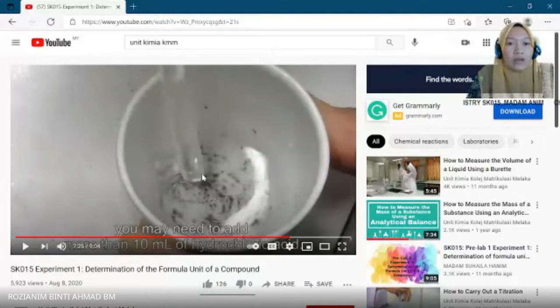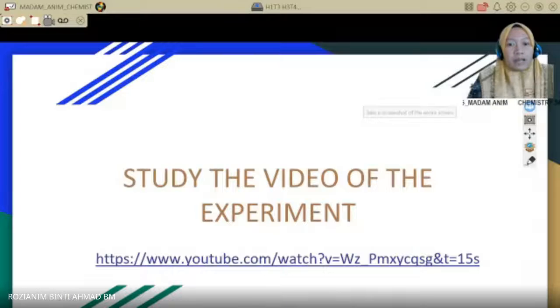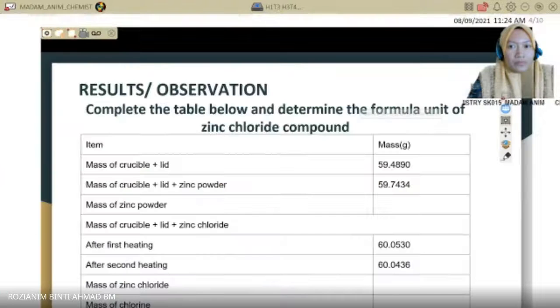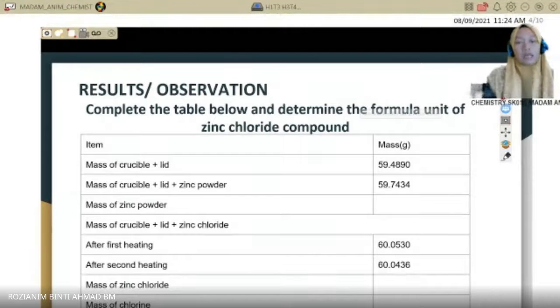for this diagram, if there is more hydrochloric acid, then during heating it requires a lot of time. So what is our target in this experiment? What do we want to obtain? We want to obtain the zinc chloride compound.